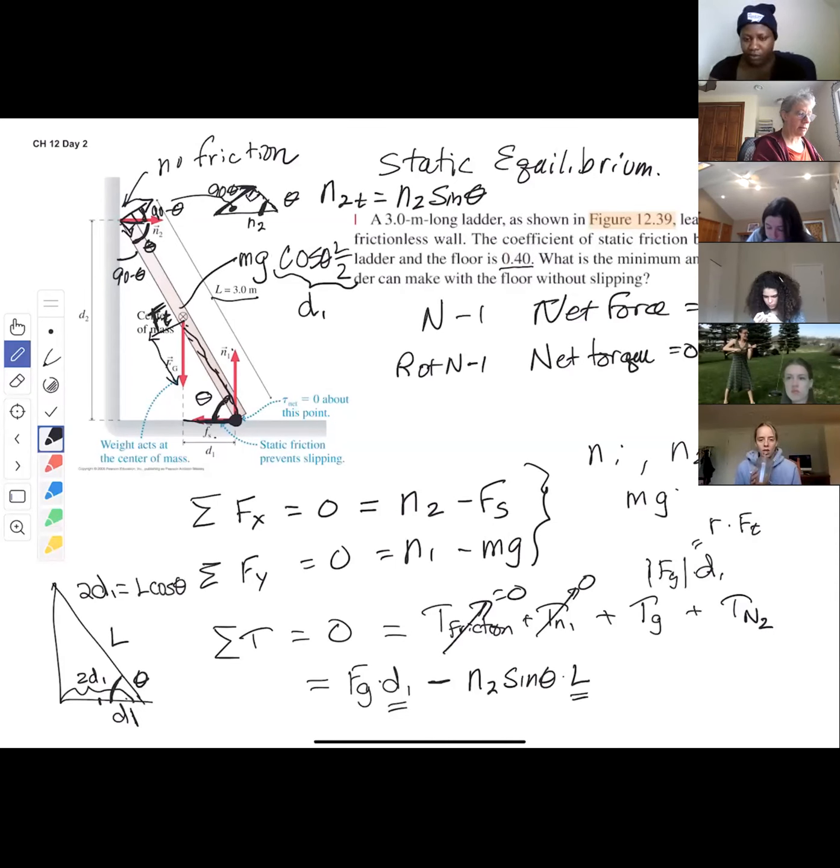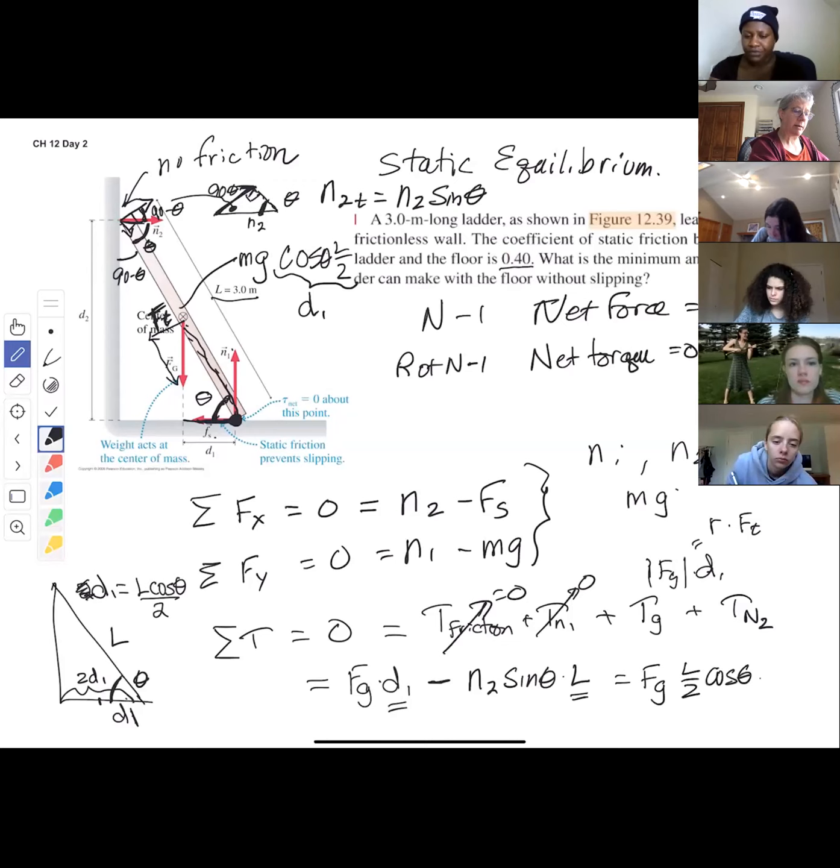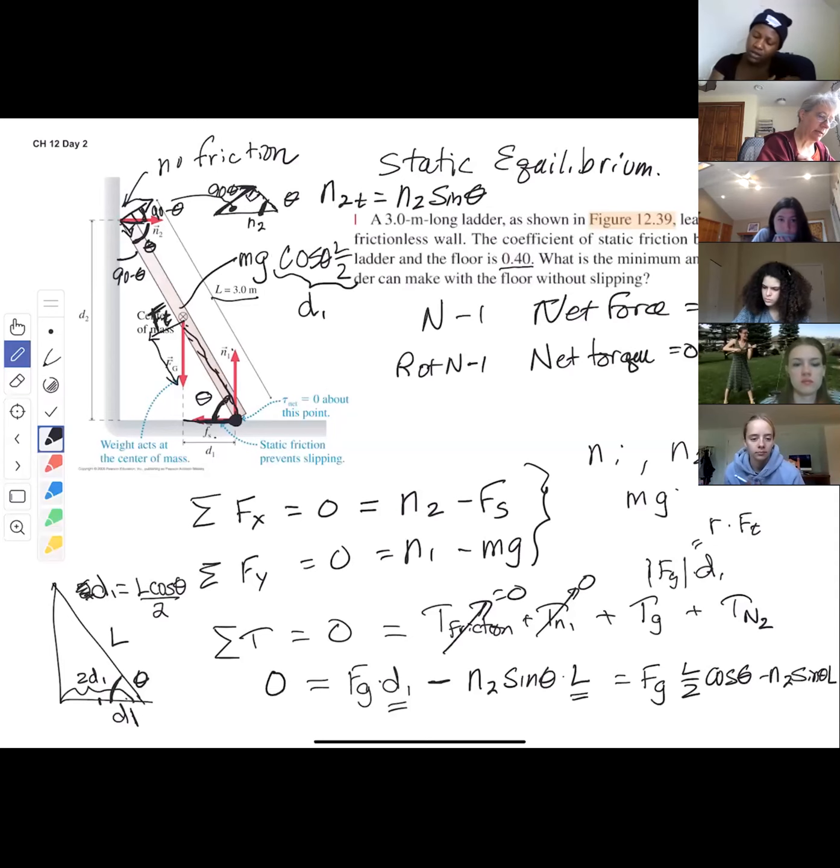We could either solve for L and substitute in for L, or solve for D and put in for D. Since D is already on this side, I'm going to say, well, let me substitute this way. So I would get FG times D1, L over 2 cosine of theta, minus N2 times sine of theta times L, little skinny L in there. And all of that equal to 0. The sum of those two equal to 0.